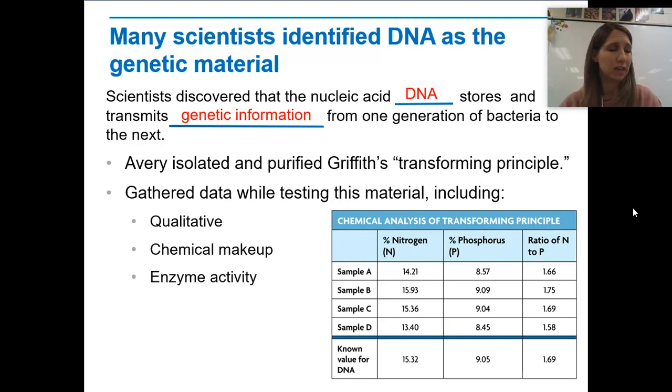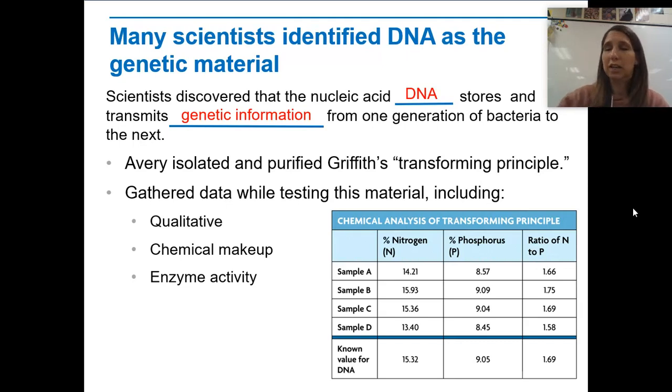All right. And so what's going to happen as a result of that is there are going to be additional scientists that kind of replicate his work to make sure what he did was correct and valid. And then there's going to be some that kind of extend upon that and add to our understanding of this transforming principle. Okay, but the statement up there at the top, scientists discovered that nucleic acid DNA stores and transmits genetic information from one generation to the next. So DNA in this case, based on Avery's work, was identified as a transforming principle.